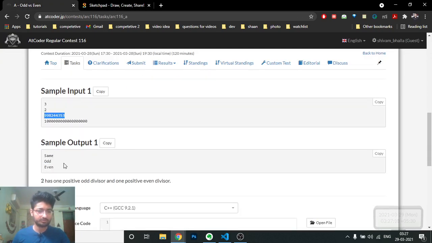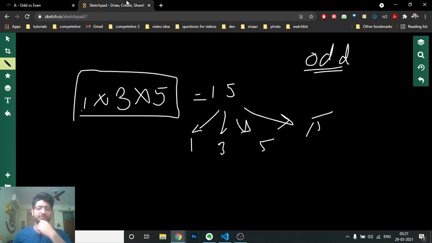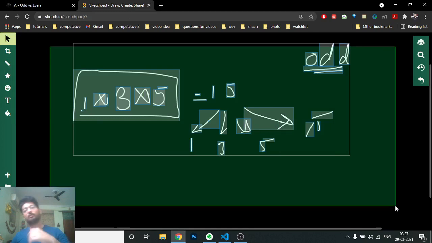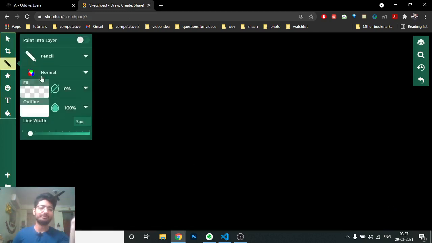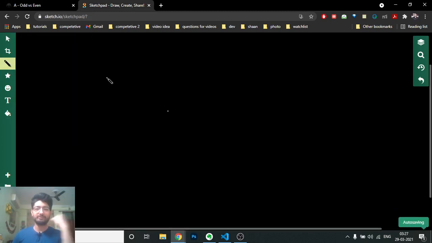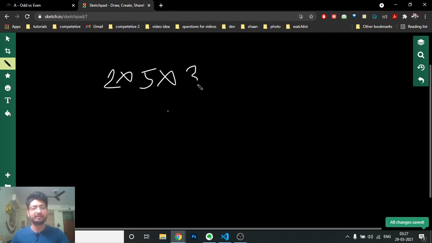This is odd, so the answer is odd. Okay, for even numbers it is different, so we have to check whether it is the same or even. Now let's take some even number. How can we form an even number? We have to put a 2, and then some more 2's, or 2 to the power of 2, and then some more. So we'll start with the smallest case: just one factor of 2, and then some odd factors. Let's do it.